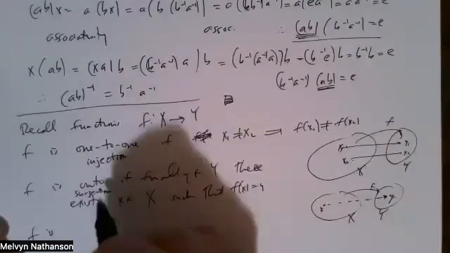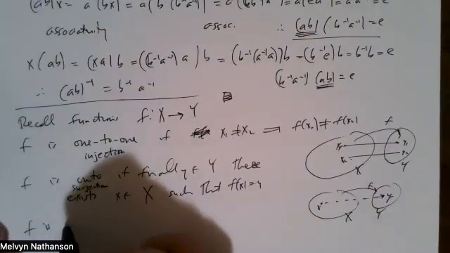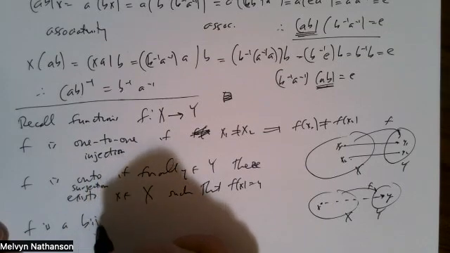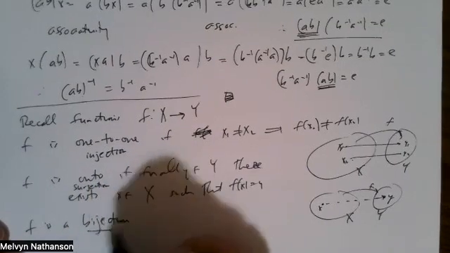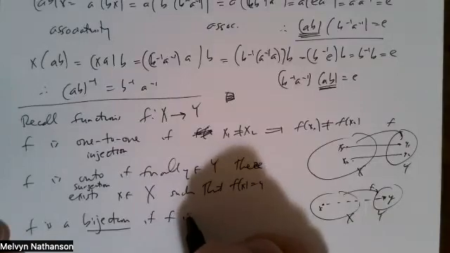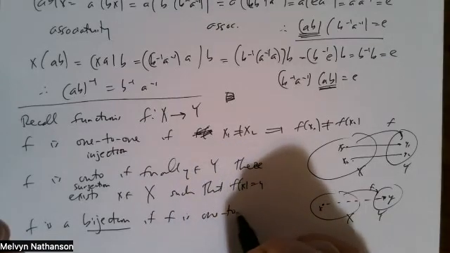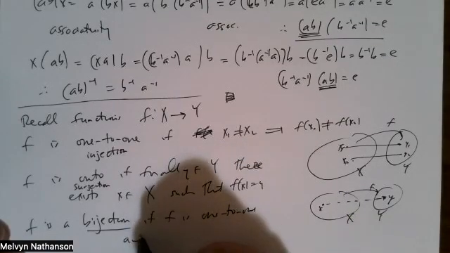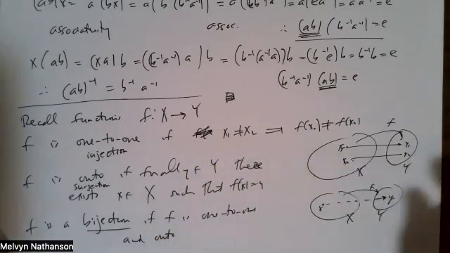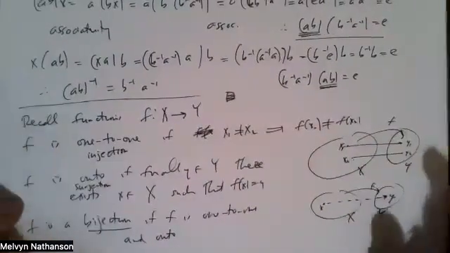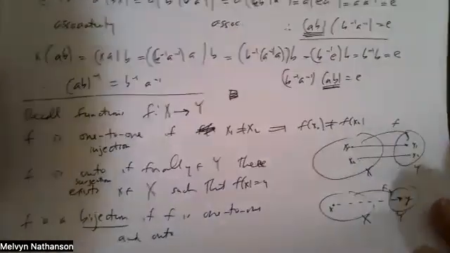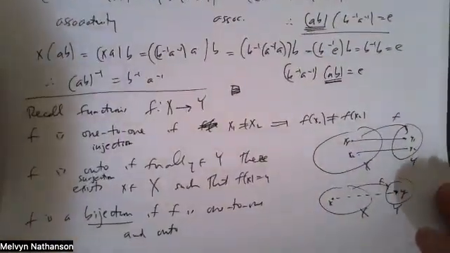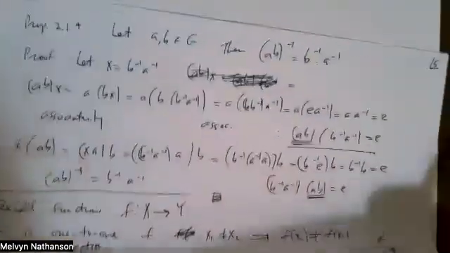All these words are superfluous. But f is a bijection if f is one-to-one and onto. It has both of these properties. That's called a bijection.